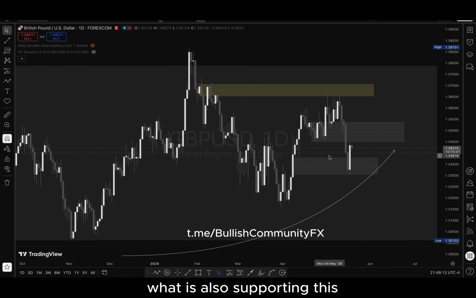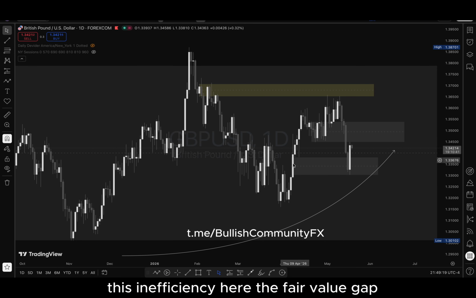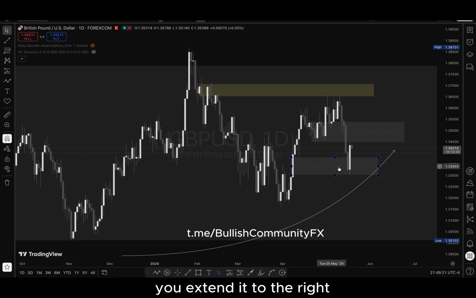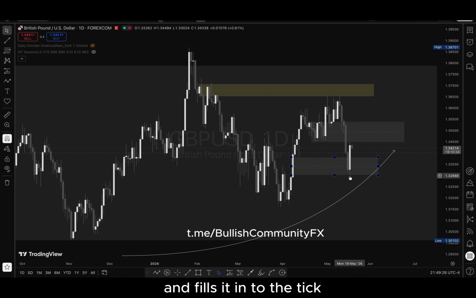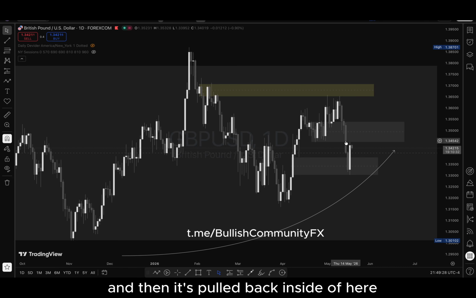So what is also supporting this is the fact that it is bullish order flow. It's an uptrend, and then we have this gap here, this inefficiency here, the fair value gap. You extend it to the right, and then you see how price reacts inside of it and fills it in to the tick, and then it's pulled back inside of here now.